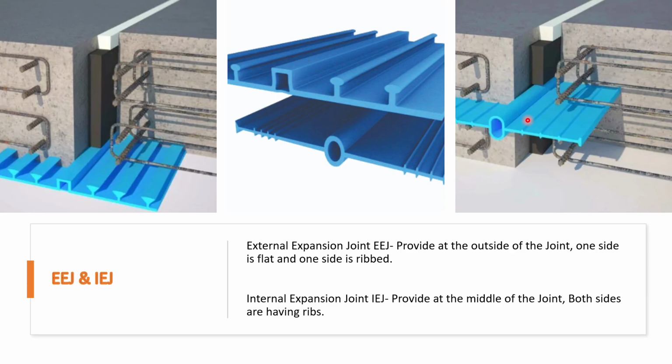The other illustration toward the right, you can see this is the internal IEJ, internal expansion joint. Internal expansion joint we can provide in the middle of the structure. The bulb location should be at the expansion joint, so it can absorb the movement of the building, and the ribbed side should be embedded in the concrete. This way you can see at the bottom you can provide the filler board, at the top you can provide the filler board, and then we have to apply the sealant at the top.